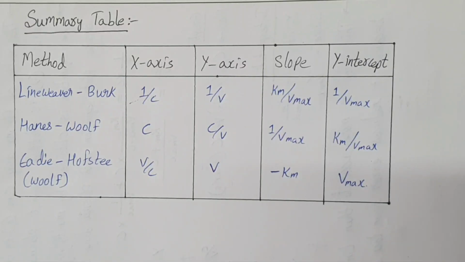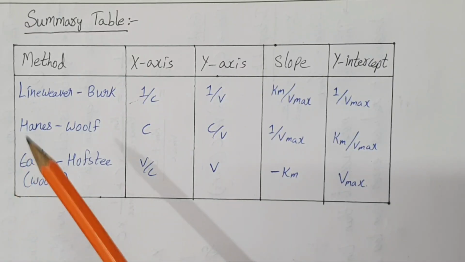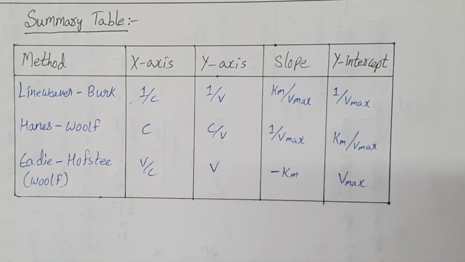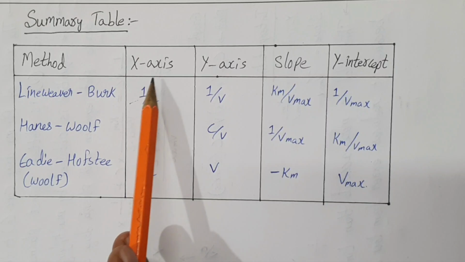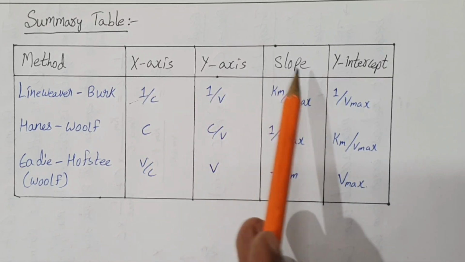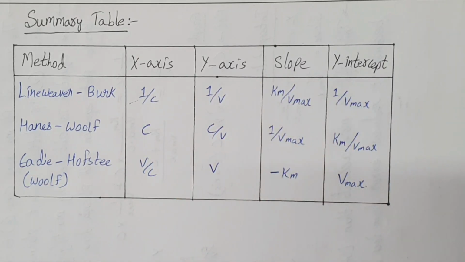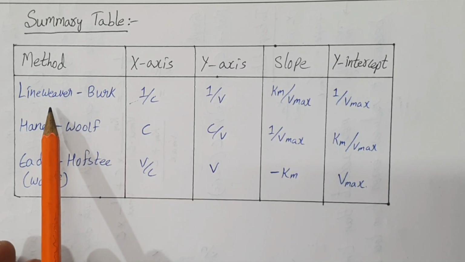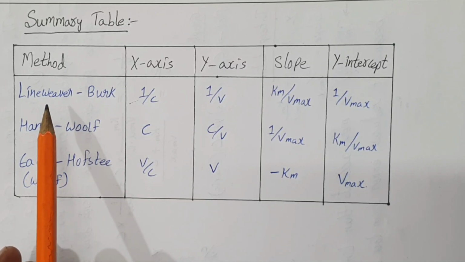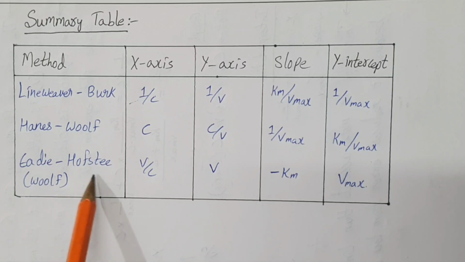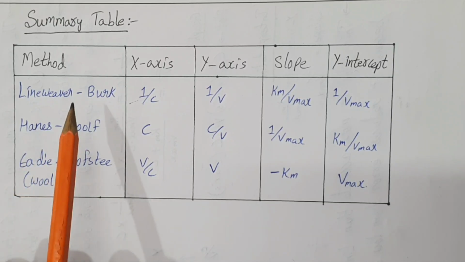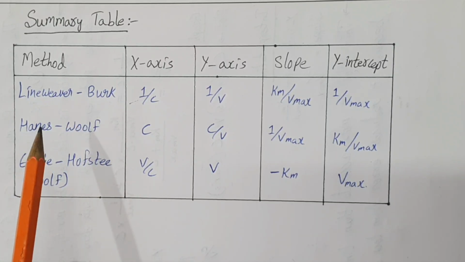Here is a quick summary table to make things easier for you. Firstly we have the method or plot type, then the x-axis, y-axis, slope and y-intercept. The methods we have seen are the Lineweaver-Burk, Hanes-Woolf and Eadie-Hofstee plots. These are the three methods we have seen.